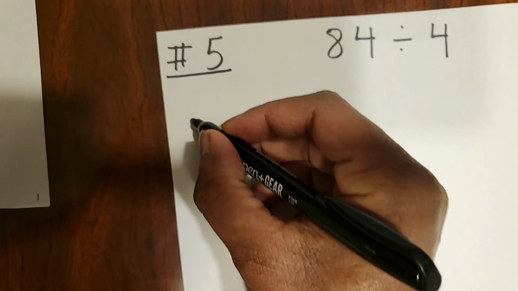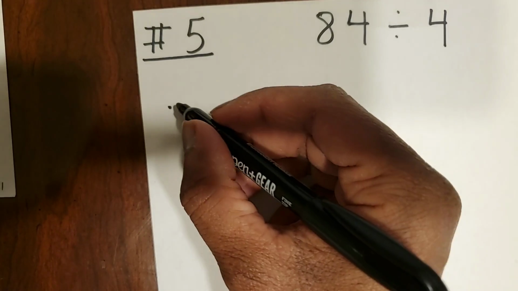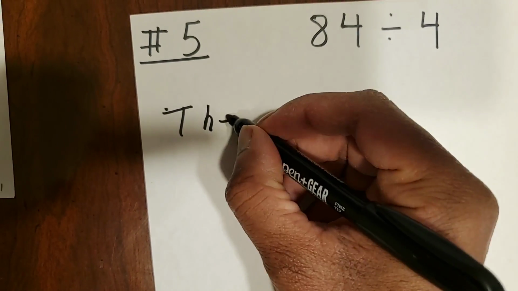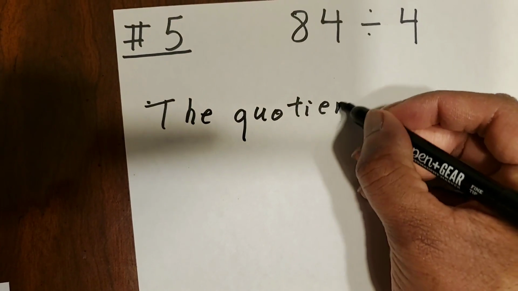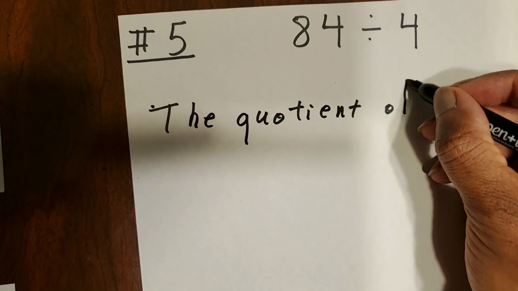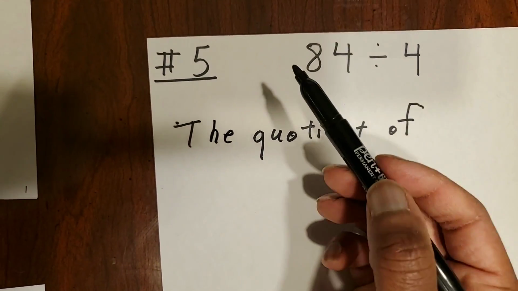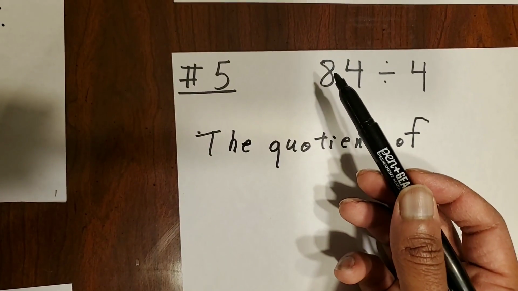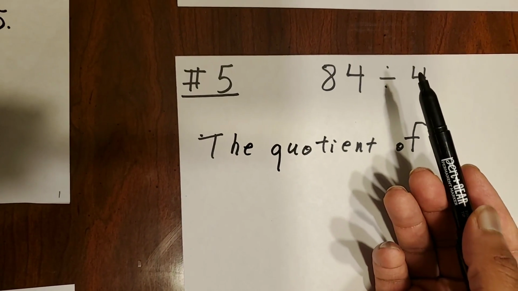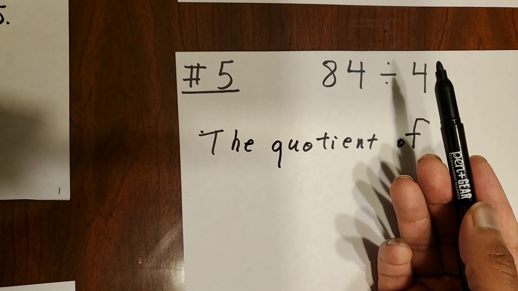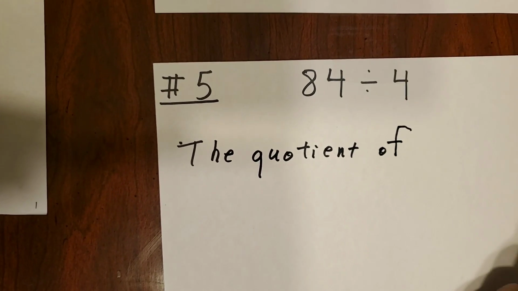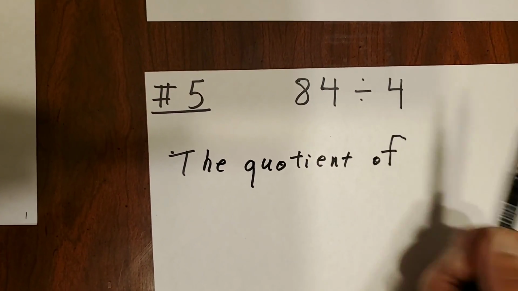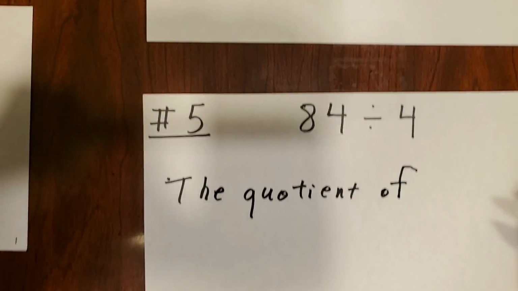So for number 5, let's write the quotient of what? And what is the quotient? The quotient is when you take a number and it's divided into whatever groups you divide it into. After you finish, that is your quotient. So whatever your answer is from a division problem, that is the quotient. So the quotient of what?